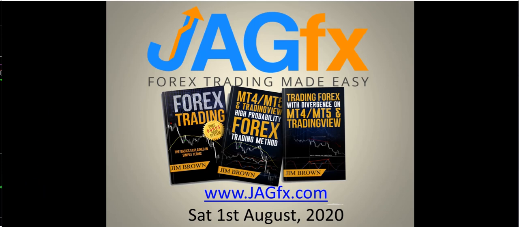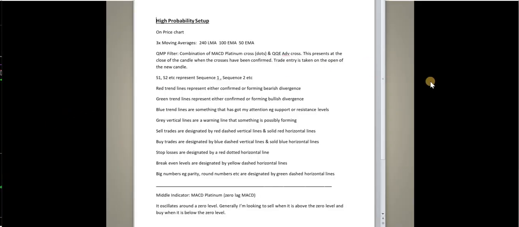So let's get on the charts. Before we get on, this is just my notes, the high probability setup. You can pause the video and read this or take a screenshot of whatever you wish. It just tells you what all the different colors, lines, etc. are, and what a couple of indicators do and what I'm looking at. So if you're in doubt, just have a look at this sheet. I'll put it back up at the end of the video. So let's go on to the charts.